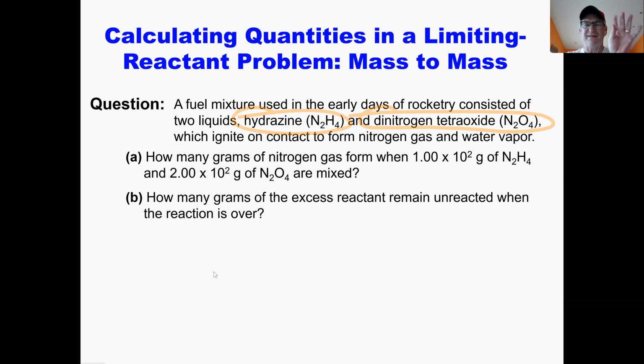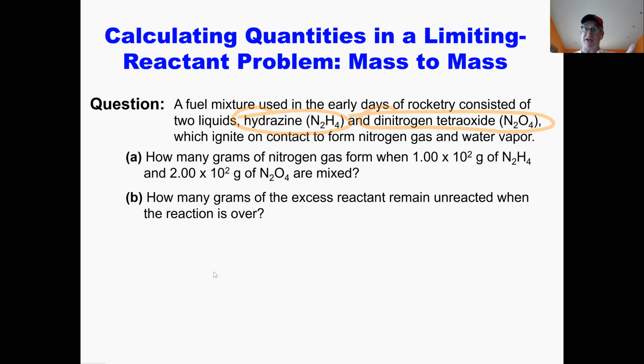And so what's the very first thing we need to do when we have a problem like this? Because it's asking us a couple questions. How many grams of nitrogen gas form, and how many grams of the excess reactant remain when the reaction's over? What's the very first thing we have to do in this situation before we do anything else? Balance the equation. Bingo. Yeah.